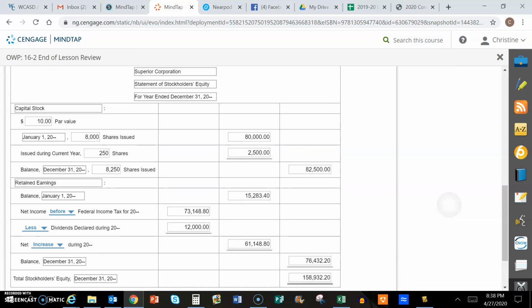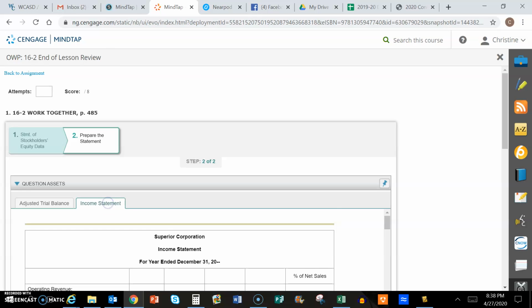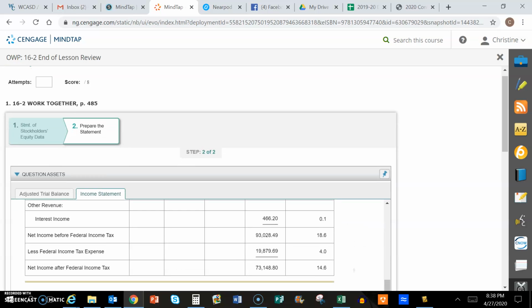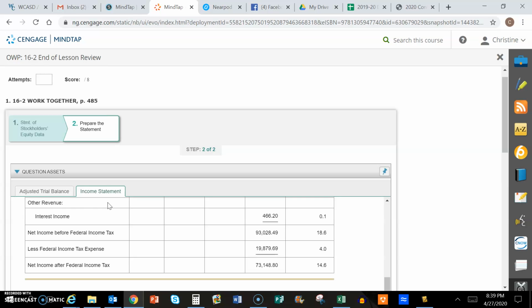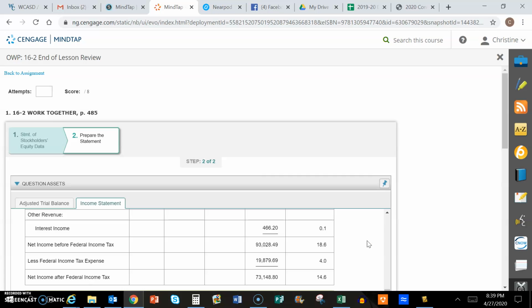It's pretty simple. All of your stuff will be coming from up here. The capital stock comes from your instructions. The other stuff will come from your income statement. If we scroll down to the bottom, we have our net income after taxes right here. That is it for the statement of stockholders' equity. Very simple. Let's grade that. Hopefully I did all my math correctly.